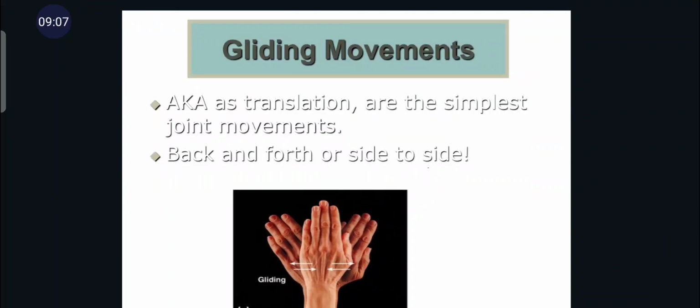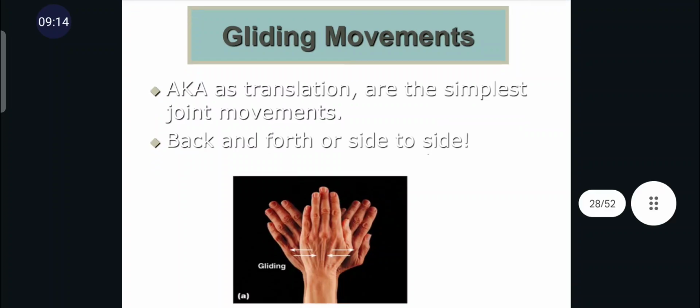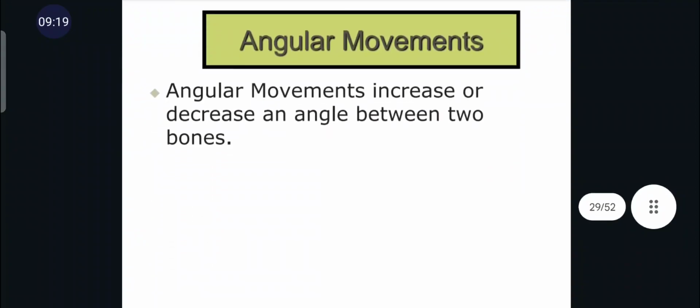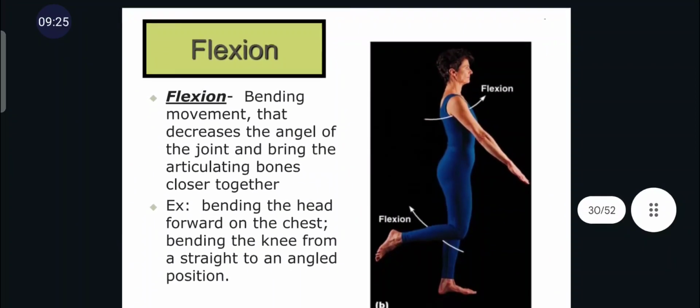Gliding movements are translational movements, which are the simplest of joint movements. Back and forth, side to side, these are gliding movements. Angular movements increase or decrease the angle between two bones. Flexion is a bending movement that decreases the angle of the joint and brings the articulating bones closer together. Examples are bending the head forward on the chest, and bending the knee from straight to an angled position. In the diagram you can see flexion and extension.